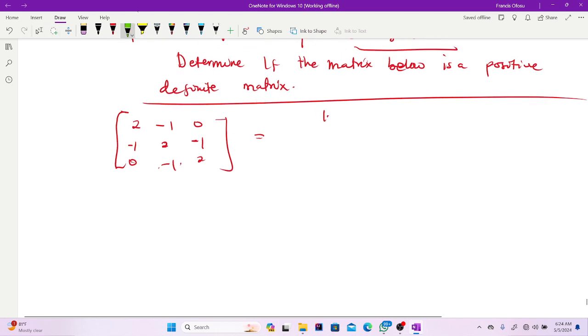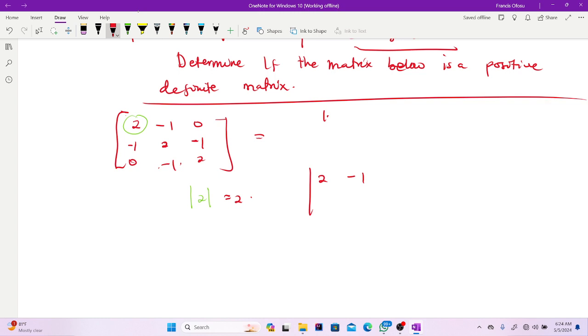I'll first take my first submatrix here and take the determinant of 2. The determinant of 2 is simply equal to 2. Then I'll take my second submatrix, which is 2, -1, -1, 2. So what's the determinant of this? 2 by 2 minus negative 1 by negative 1. This is 4 minus 1, giving me 3. And indeed, this is greater than 0. This one is also greater than 0.